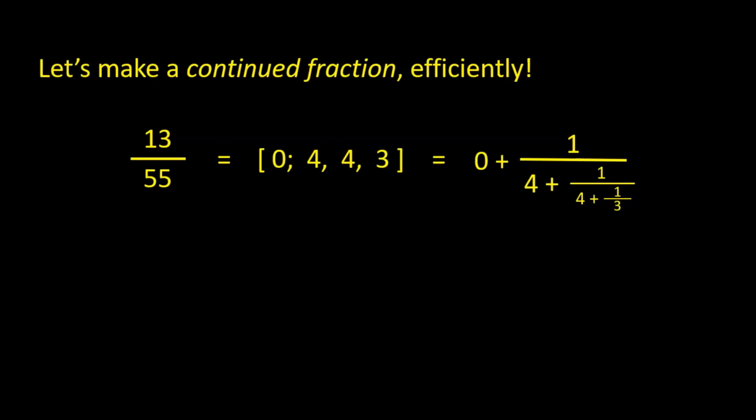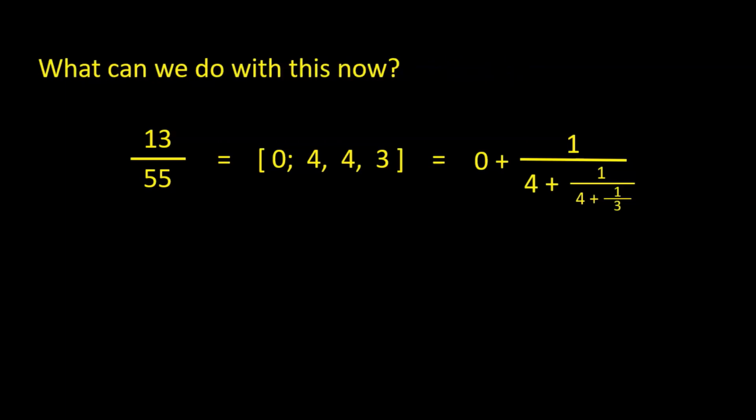Now, I just said we're going to do something with this continued fraction. What can we do with it exactly? Well, we're going to calculate something called convergents, which are actually the point of everything we've been doing. The convergents are the simpler fractions that help us to approximate 13/55.